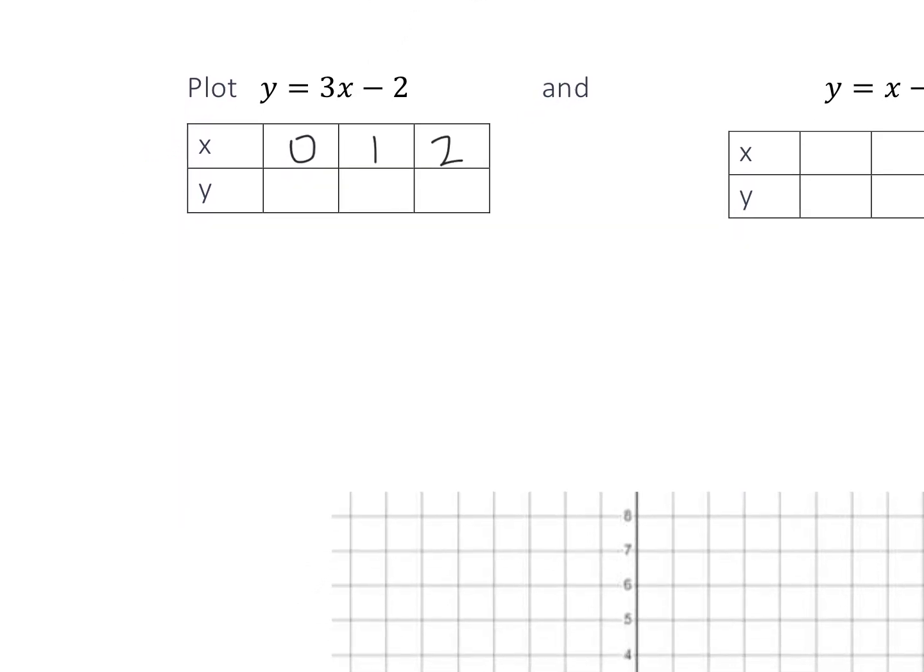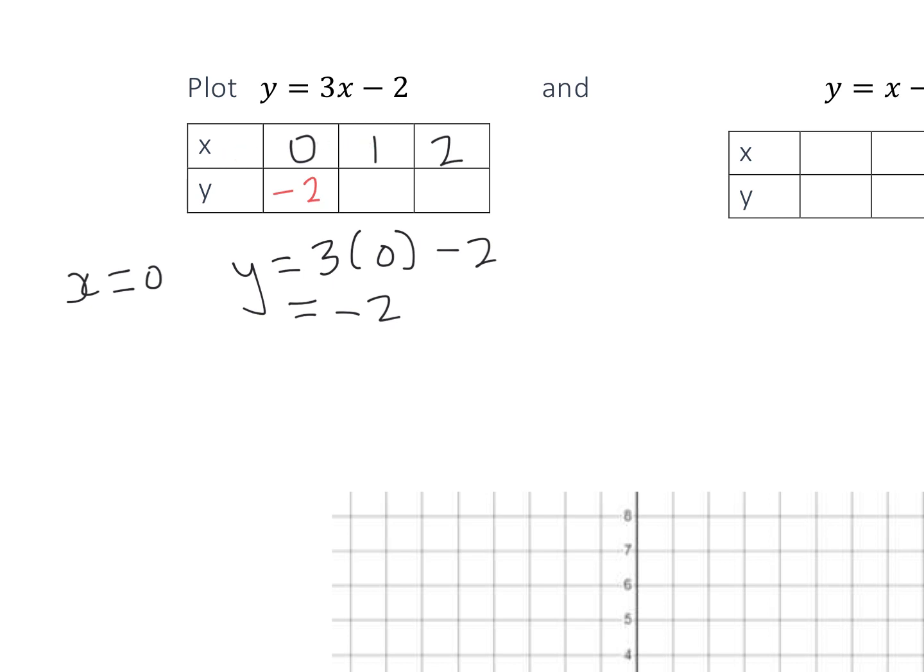So what does that mean? Well, let's start off with x being 0. If x is 0, from the equation we can work out y. y is 3x minus 2. But if x is 0, that's 3 zeros minus 2. 3 zeros is 0. Take off 2 gives you minus 2. So when x is 0, y is minus 2.